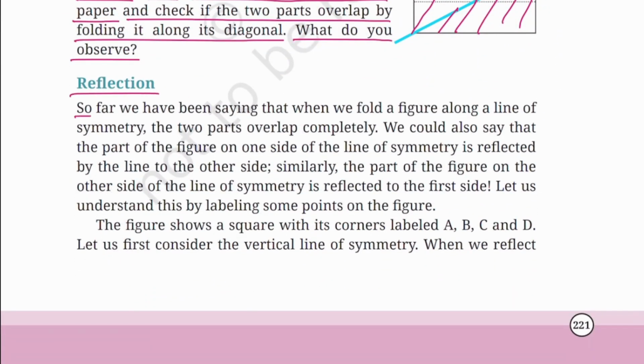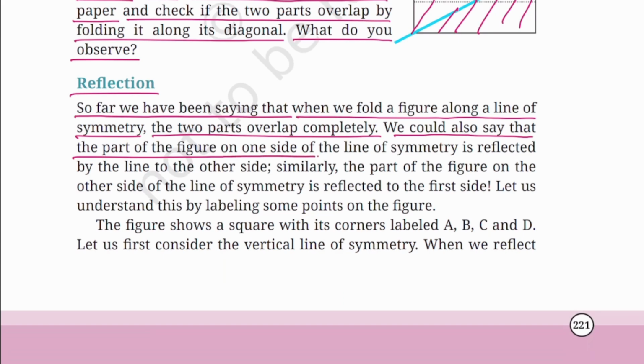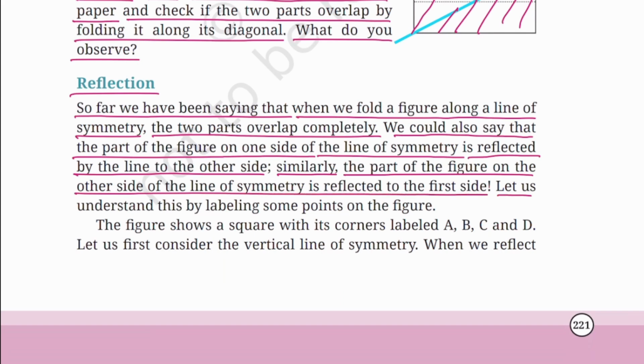Reflection. So far, we have been saying that when we fold a figure along a line of symmetry, the two parts overlap completely. We could also say that the part of the figure on one side of the line of symmetry is reflected by the line to the other side. Similarly, the part of the figure on the other side of the line of symmetry is reflected to the first side. Let us understand this by labeling some points on the figure. The figure shows a square with its corners labeled A, B, C and D.